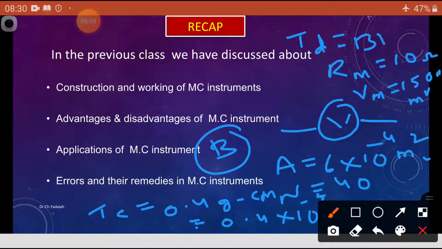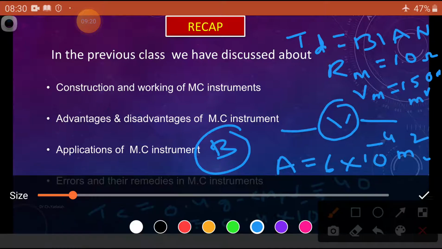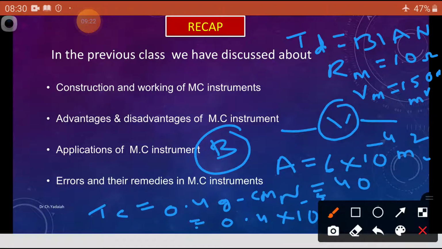current, area and number of turns. So this is the basic formula. But now here you can see TD is not given, N is given, area is given, current is not given but indirectly is given, and flux density we are going to find.